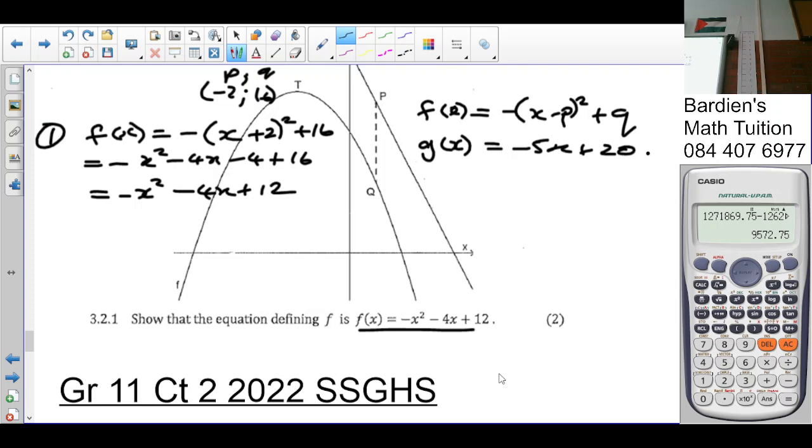Okay. In a show that question, which is to prove it, you can't use that in your solution. You must end off with what is given there.